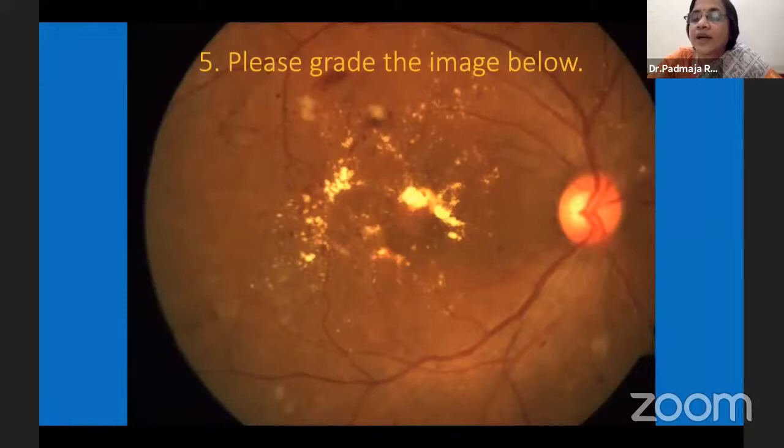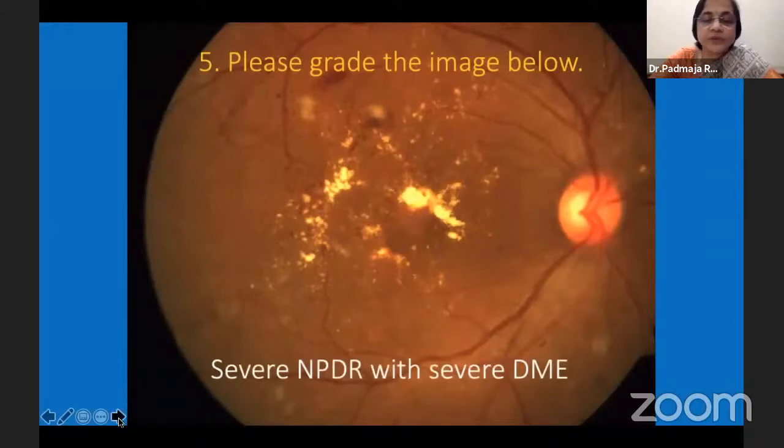Severe macular edema, correct? Yes. Someone, Prasanna Lakshmi, told very clearly, severe NPDR with severe DME, that is the correct diagnosis. So you are having hemorrhages in all quadrants, and you are having hard exudates which are involving the foveal center. So this is a severe diabetic macular edema. Very good.